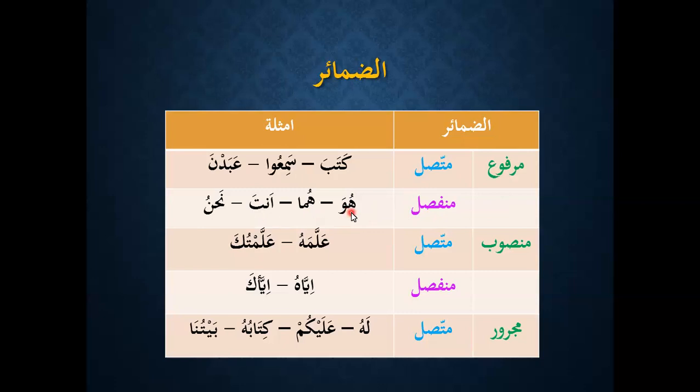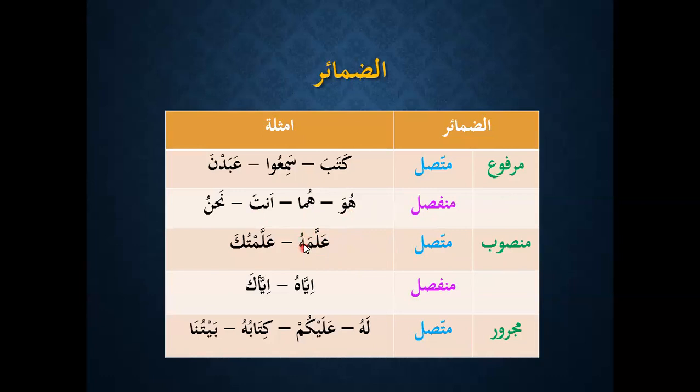These are separated. They are not attached to the word, like verb or noun. They are separated. Not even to the harf. So these are munfasil dhamir. Now next is mansoob muttasil. Mansoob. Allama hu. So attached muttasil and mansoob.